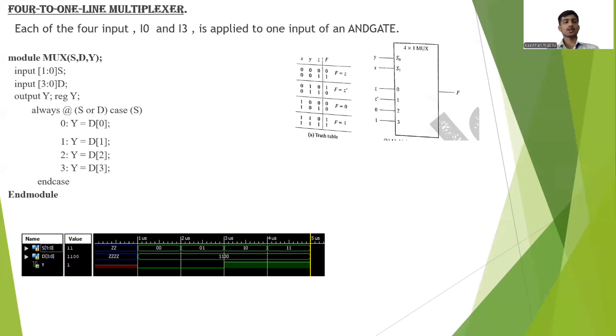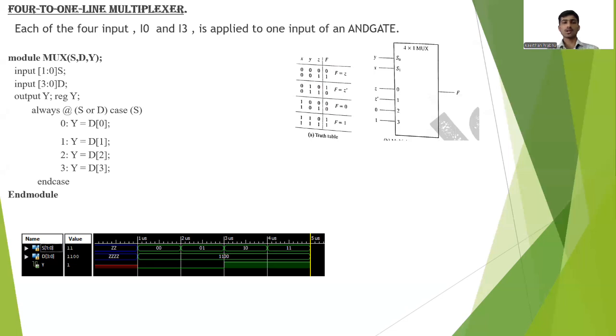Here input S will be in the range 1 to 0, and data input D will be in the range 3 to 1, and output Y, as I mentioned earlier, is stored in a reg, so it is declared as reg Y. Then, in order to check the condition, I have taken always at S or D.